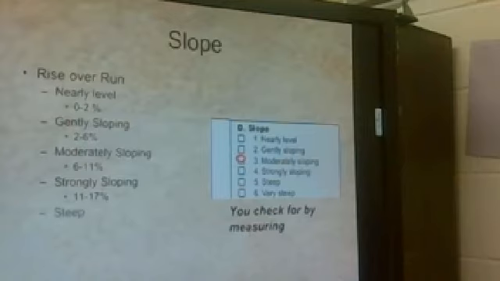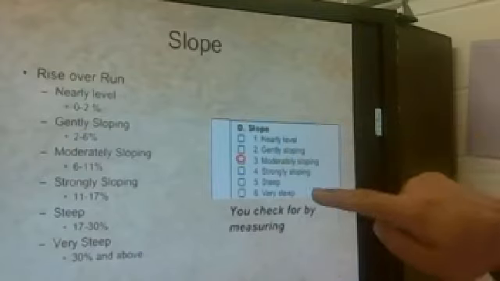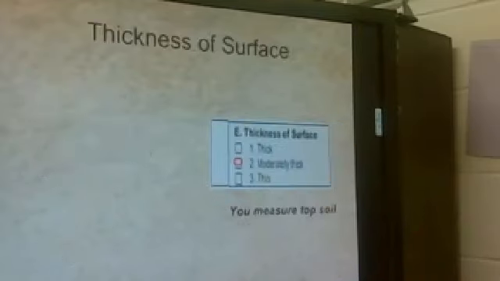Steep, I can't say it. Steep is 17 to 30. Very steep is 30 and above. This would be your slope categories. Pause it if you need to. Roll on if you don't. And you would write those right here on your cheat sheet to help you out.